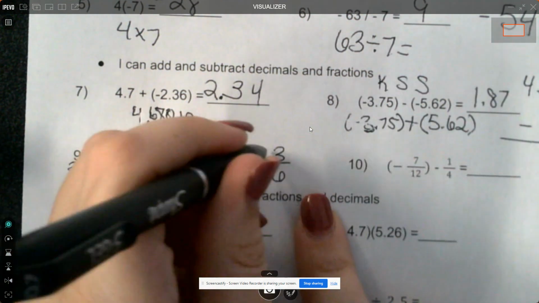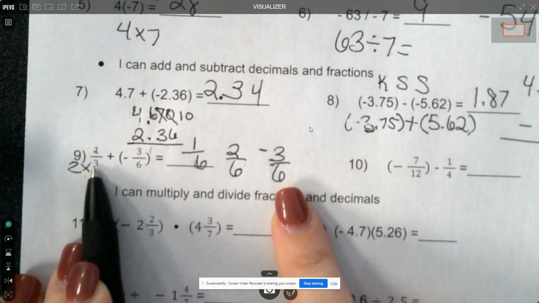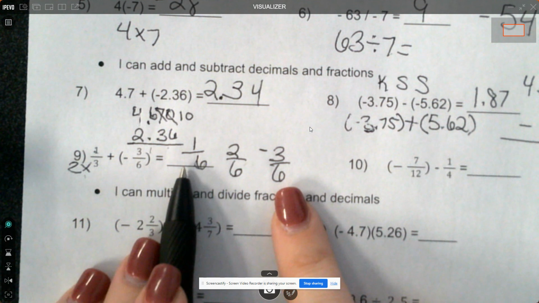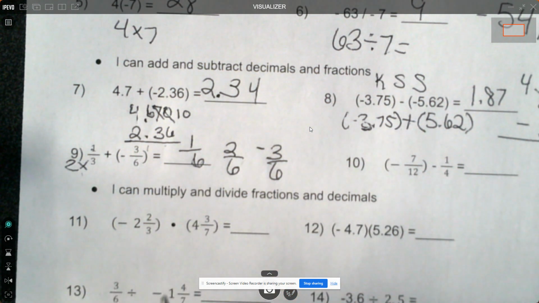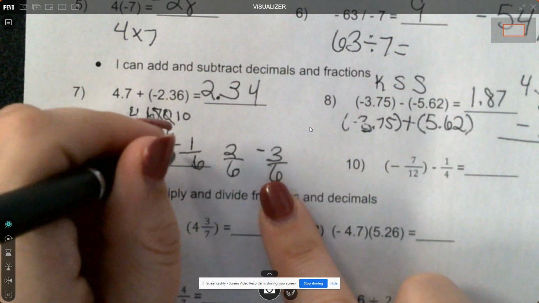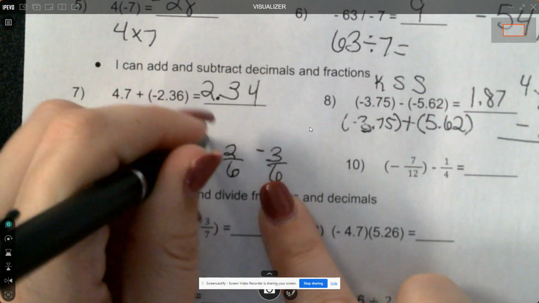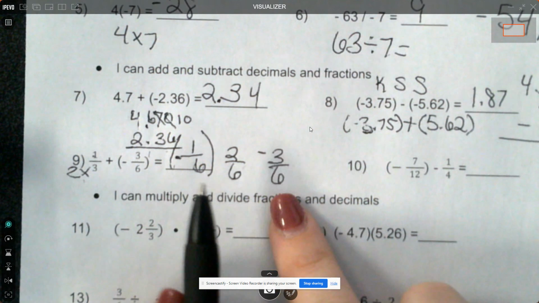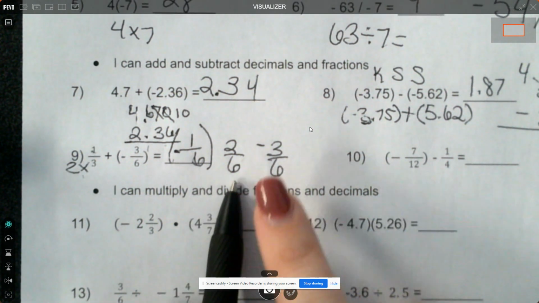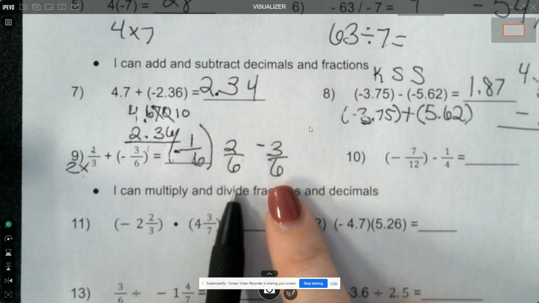If this was a -3 and that was a positive, what number is my answer going to be, negative or positive? My answer is going to be negative because it was larger. So this is a -1/6. So fractions aren't too bad. It's just that you have to make the bottom number the same before you can do anything with them.